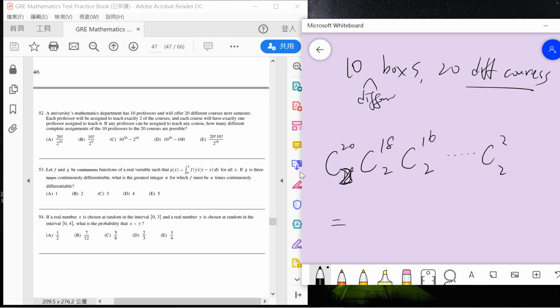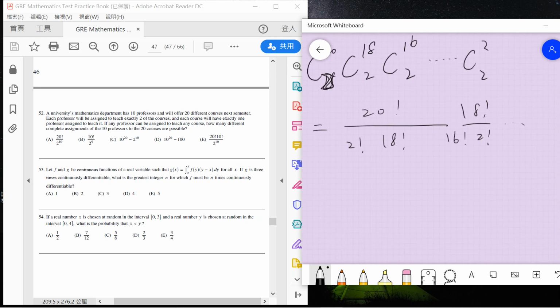So you write it carefully. You can get 20 factorial over 2 factorial times 18 factorial, then 18 factorial over 2 factorial times 16 factorial, keep going. So these terms will cancel. Finally you get 20 factorial over 2 factorial to the 10th power, that is 20 factorial over 2 to the 10. So we choose A. There's nothing much special here. The answer is just A.